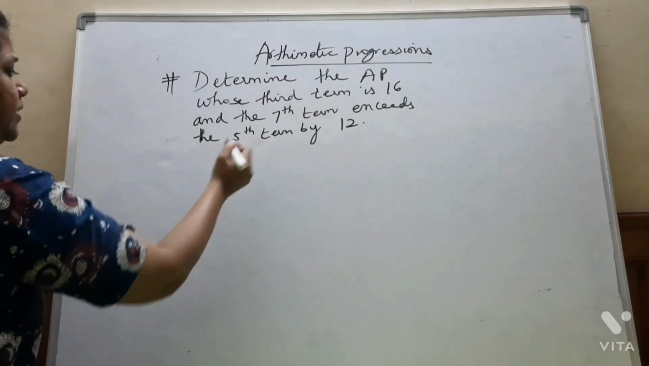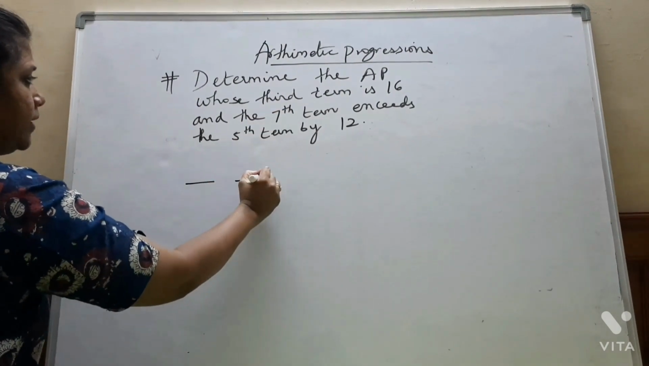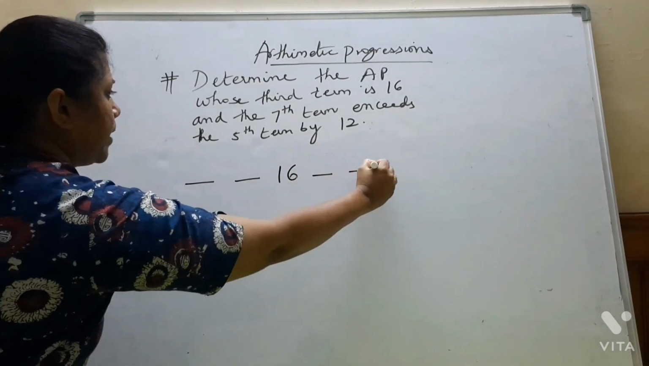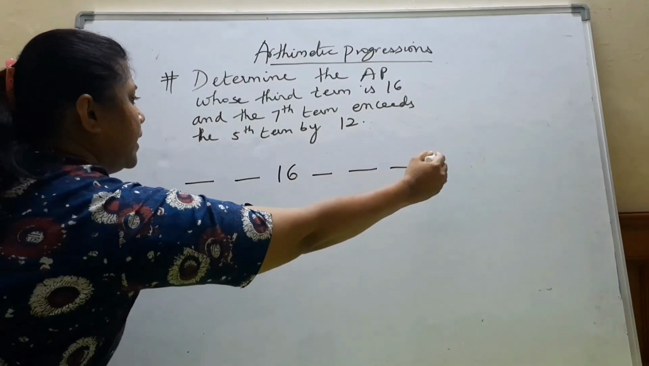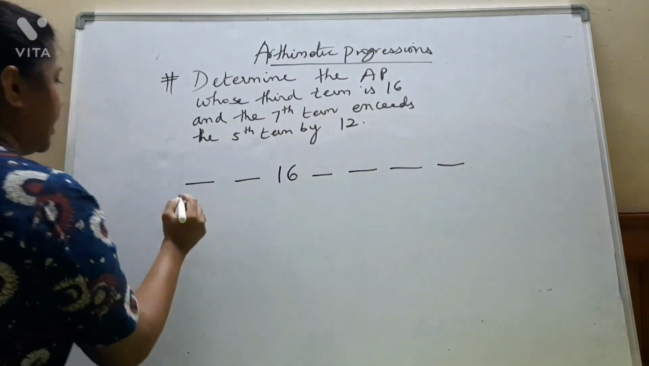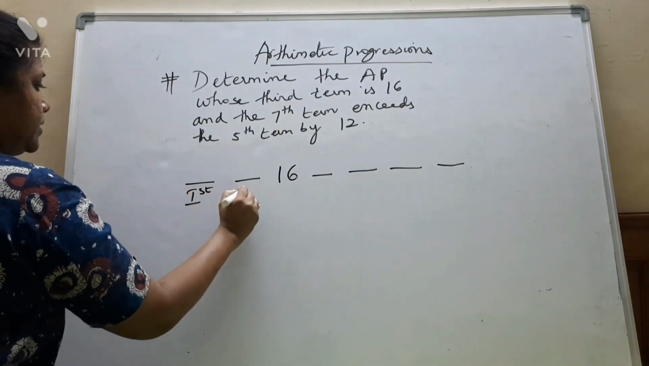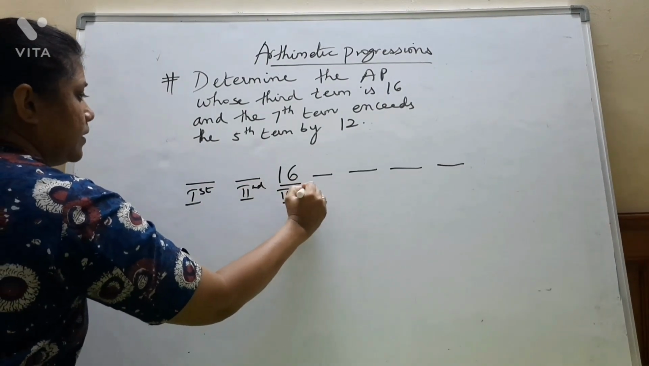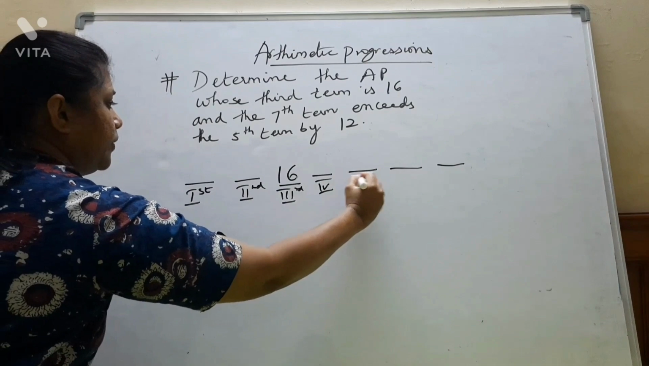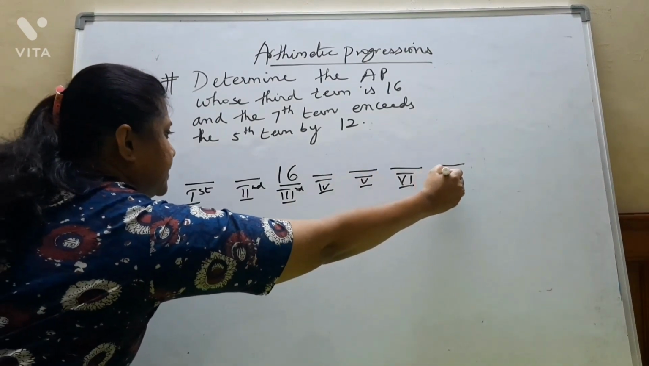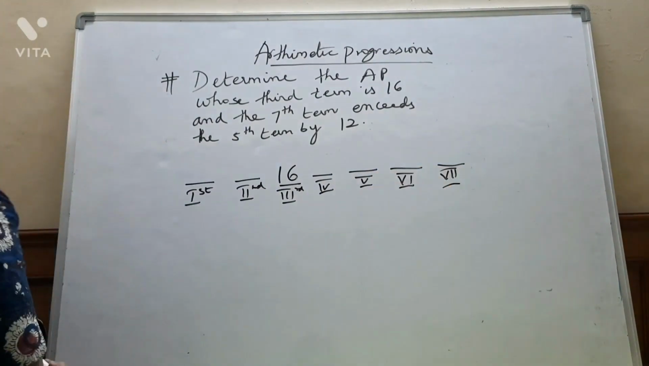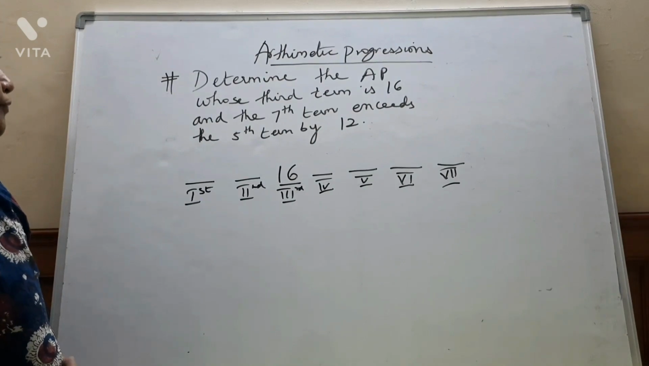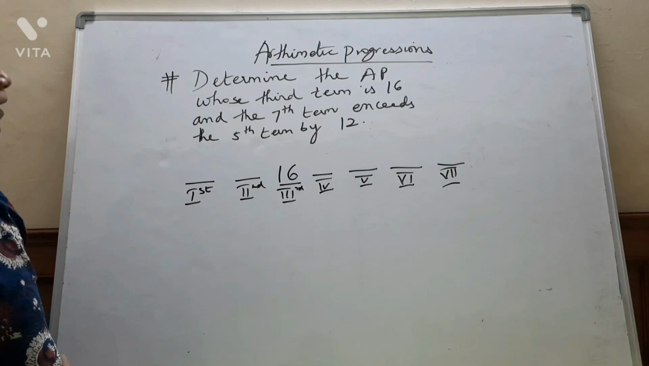So arithmetic progression, third term is given. See, first term I don't know, second term I don't know, third term is 16, okay? Fourth term I don't know, fifth term I don't know, sixth term I don't know, and this is my seventh term. Okay, I'll write it here. First, second, this is third, this is fourth, this is fifth, this is sixth, this is seventh. Right? So they are saying that the seventh term exceeds the fifth term by 12.